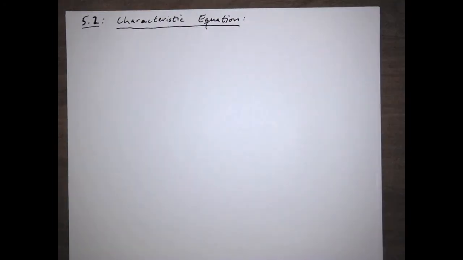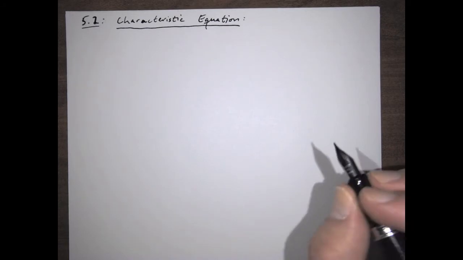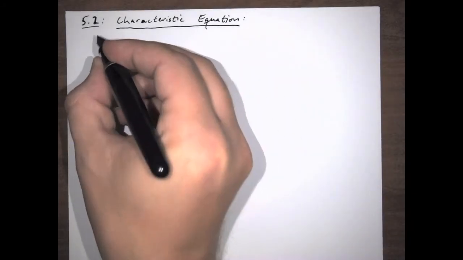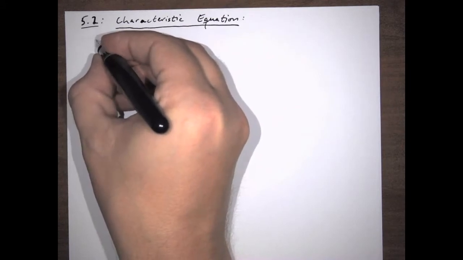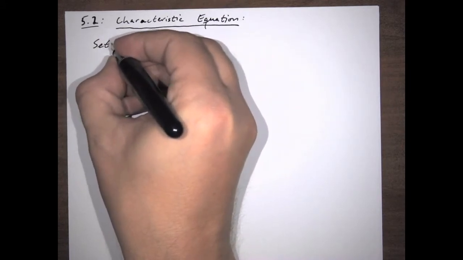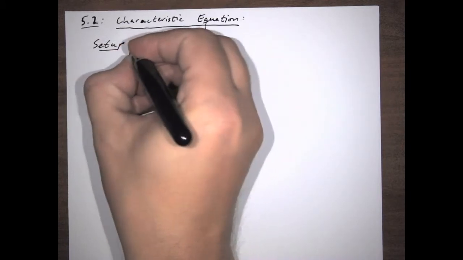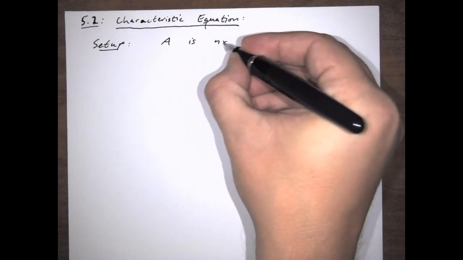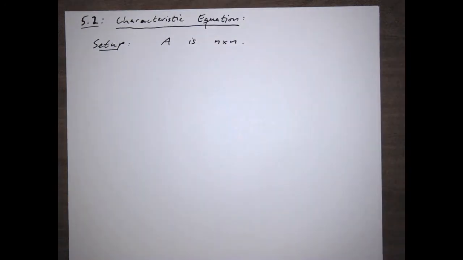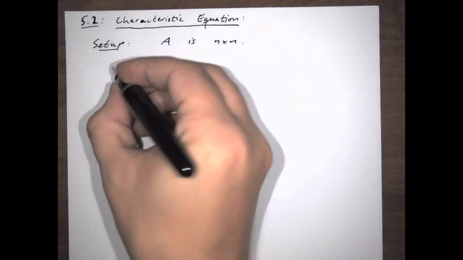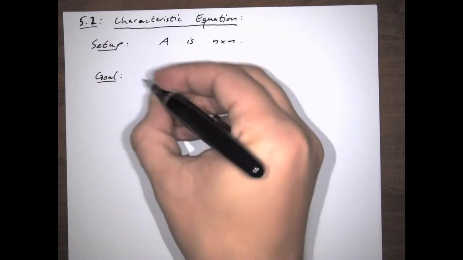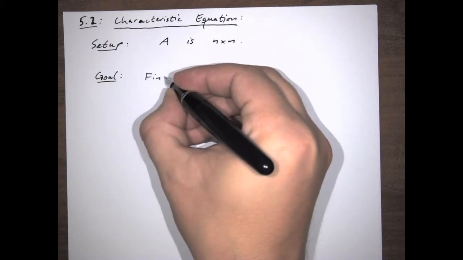All right. Well, let's think about things. Suppose we want the eigenvalues of a square matrix. So that's our setup. We have A, n by n, so square. So the goal would be to find the eigenvalues of A.